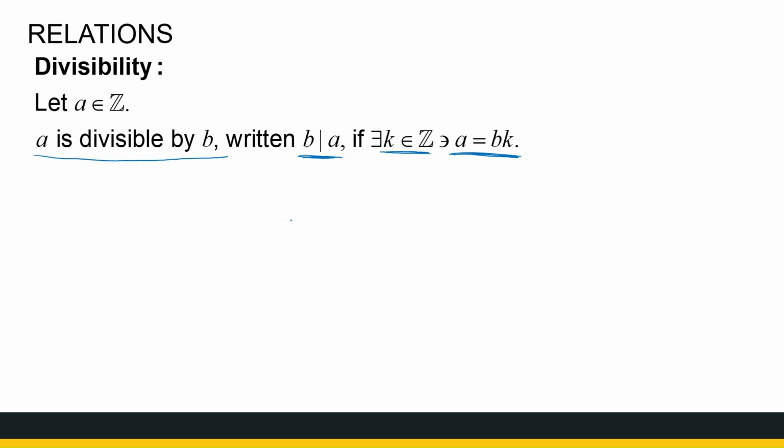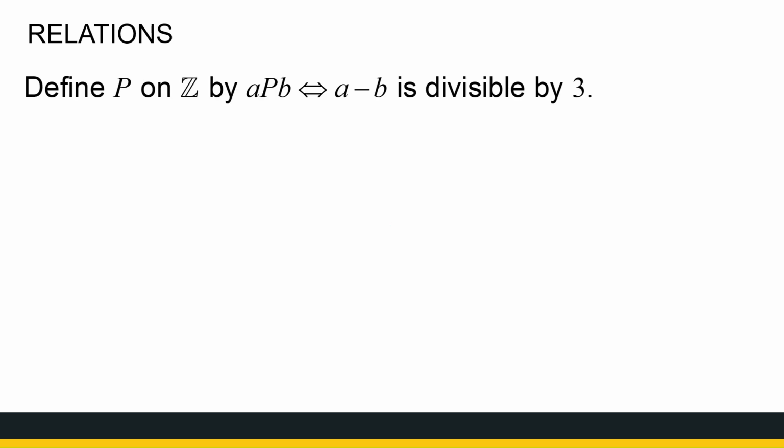All right, so we know 3 is a divisor of 21. Why? Because I can find a number k so that 21 is equal to 3 times k, and that k is 7. So if I can find something to multiply with this B to get A, then it's divisible. So let's look at this next example.